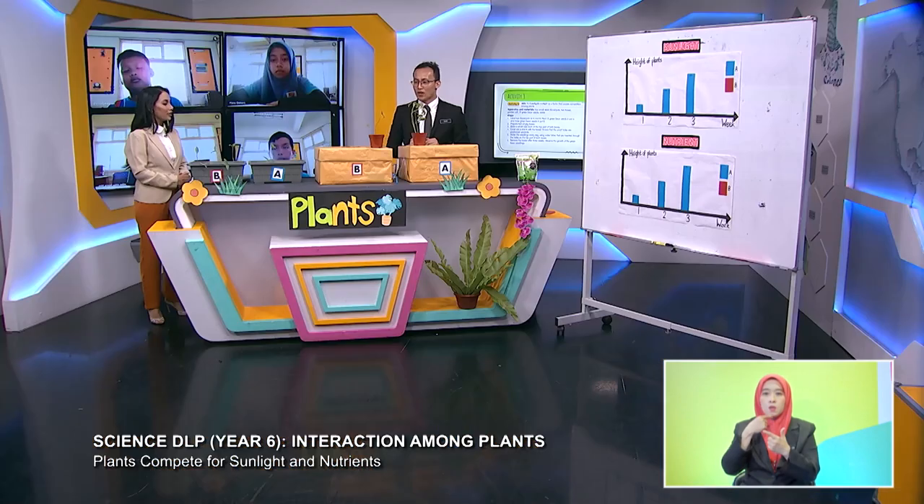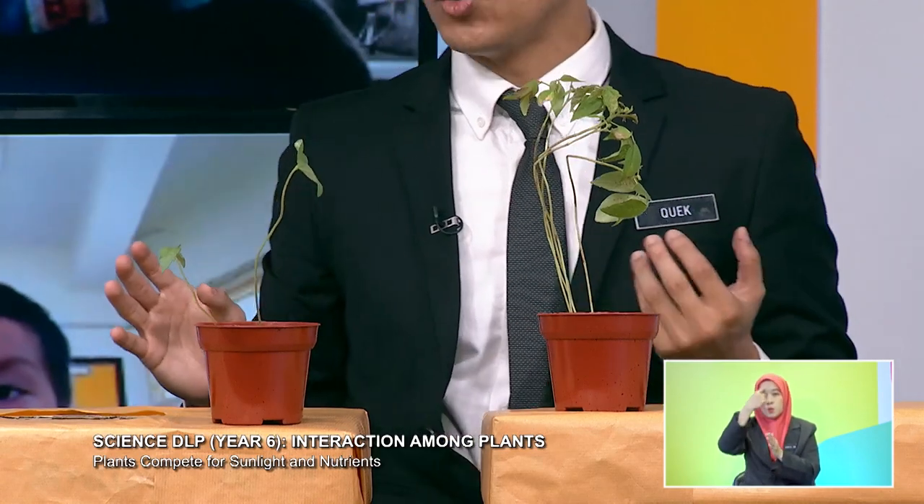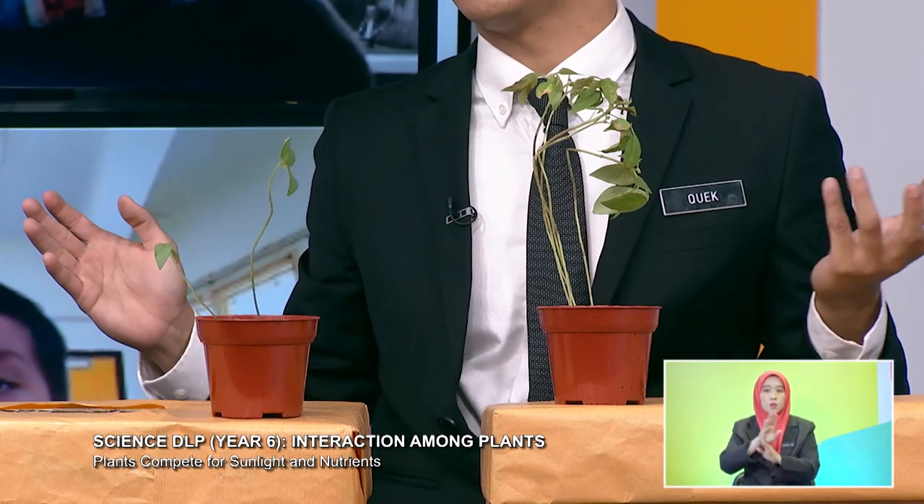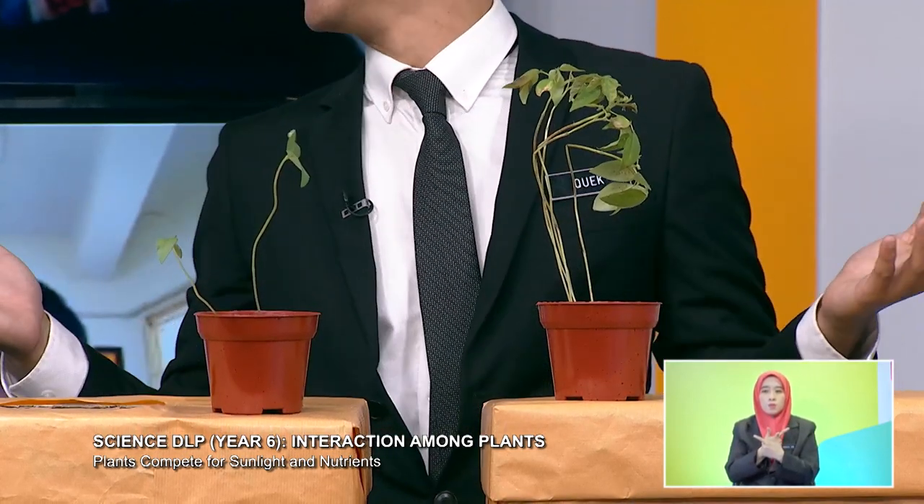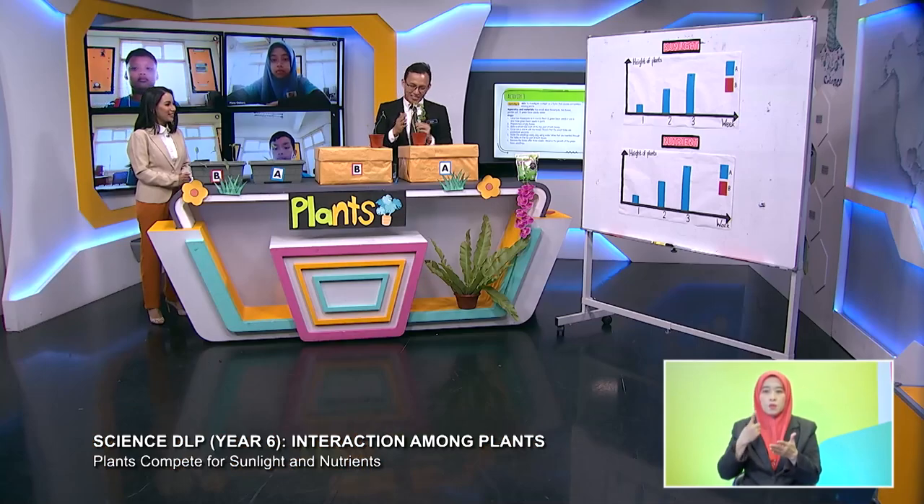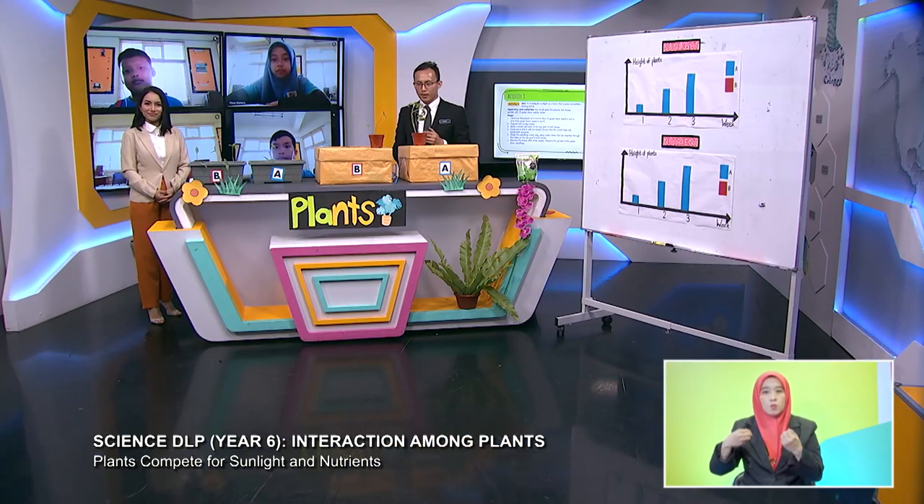I see. Whereas for pot B, they don't feel the need to compete because they are in their comfort zone. So that is the reason why the one that faces fierce competition grows taller. My students as well, they have done this experiment, but they have also faced some difficulties. So let us hear from one of our students.